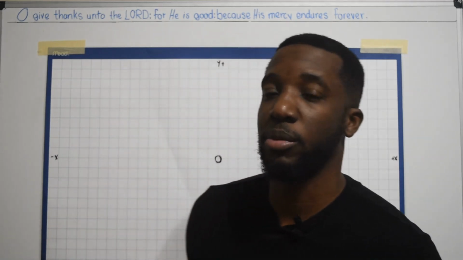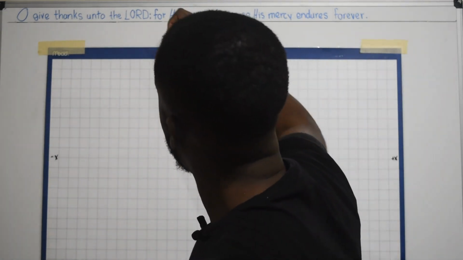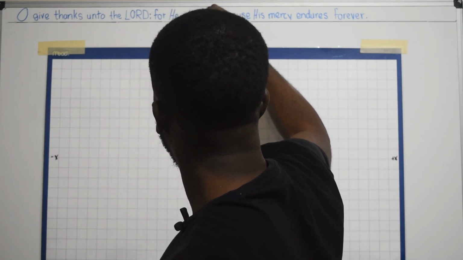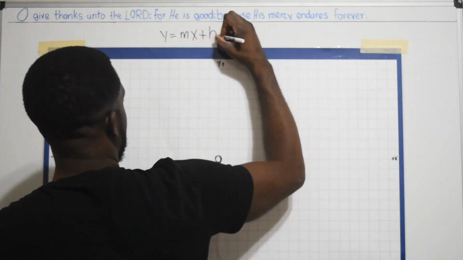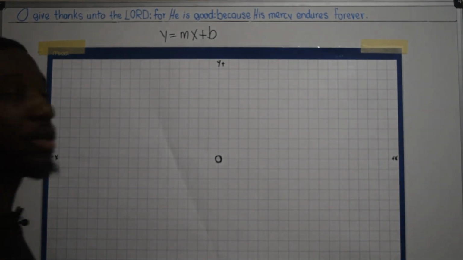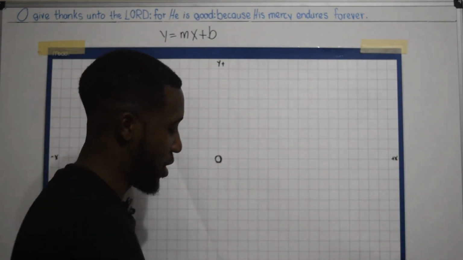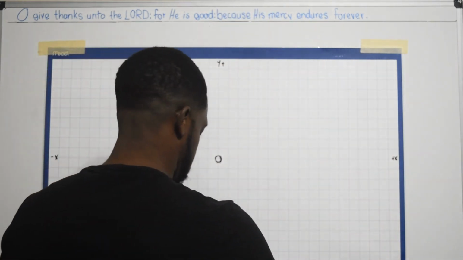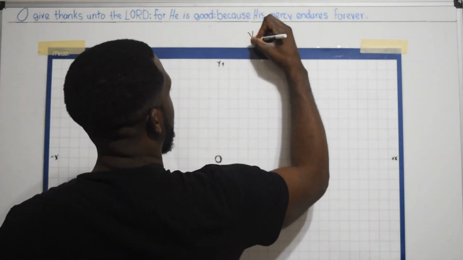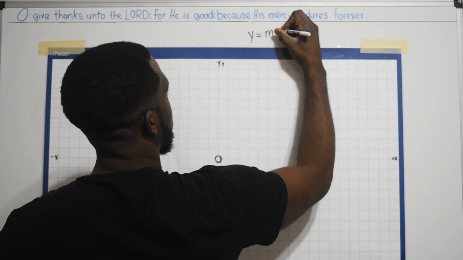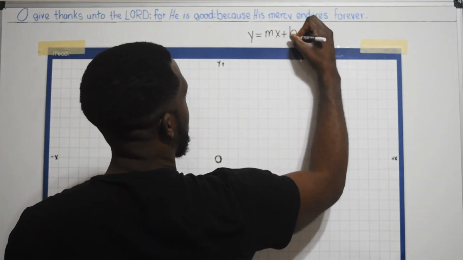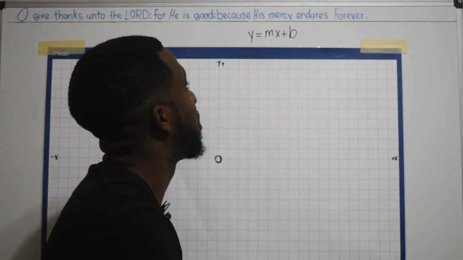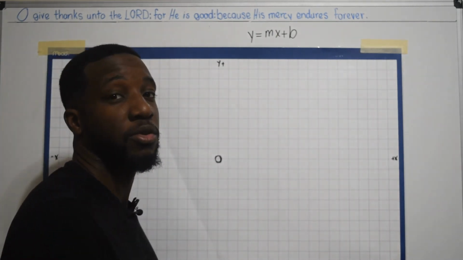Now, the slope-intercept equation is y equals mx plus b. Okay, that is the equation of a line. Let me rewrite it over here: y equals mx plus b. Okay, so that is your equation of a line in slope-intercept form.